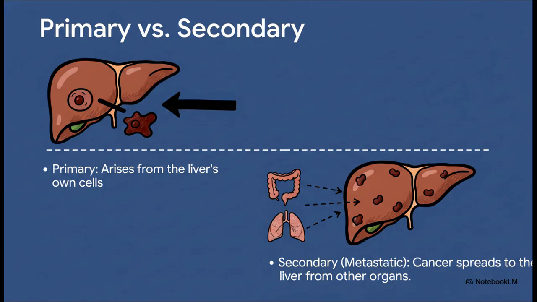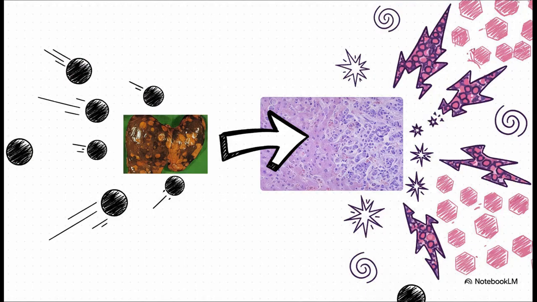Primary tumors are ones that grow from the liver's own tissues, like hepatocellular carcinoma, which comes from hepatocytes, or cholangiocarcinoma from the bile ducts. But, and this is a key point, what we actually see far more often are secondary or metastatic tumors. These are the cancers that started somewhere else in the body and then traveled to the liver. And these two images right here show that difference perfectly.